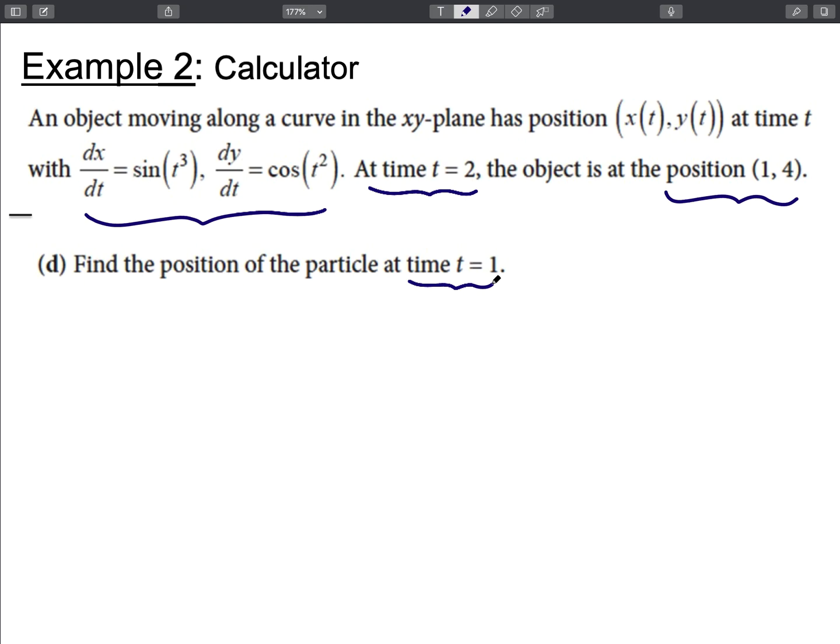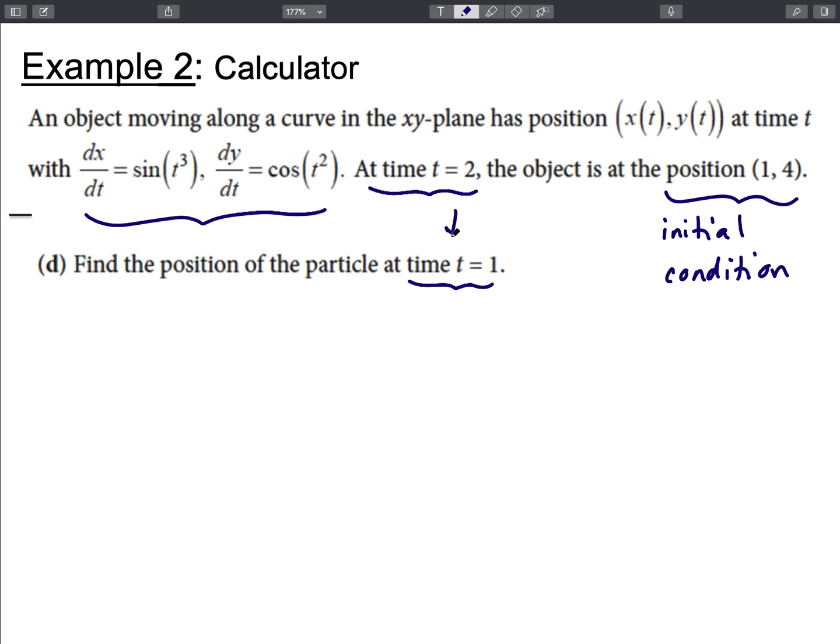If I know the x component is 1 and the y component is 4 when time is equal to 2, how can I find the position when time is equal to 1? If I start with this velocity, I can go backwards to position by integrating, but would I add or subtract this initial condition? In this case, we're going to subtract, because I'm going backwards in time. I knew this for t equals 2, that this was my position. I'm trying to find out what's happening at t equals 1, so I'm going to subtract away from this initial condition.